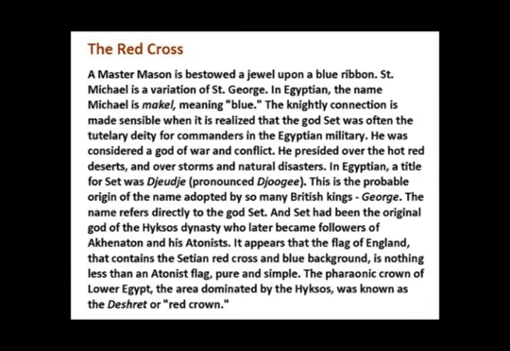The name refers directly to the god Set, and Set had been the original god of the Hyksos dynasty, who later became followers of Akhenaten and his Atenists. It appears that the flag of England, that contains the Setian red cross and blue background, is nothing less than an Atenist flag, pure and simple. The pharaonic crown of Lower Egypt, the area dominated by the Hyksos, was known as the Deshret, or the Red Crown.